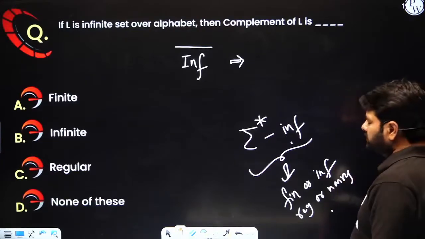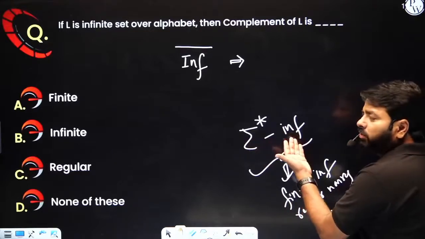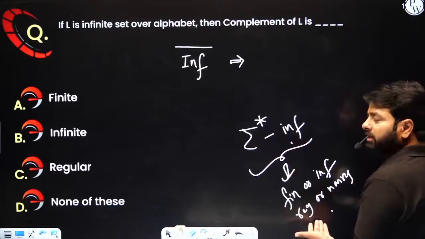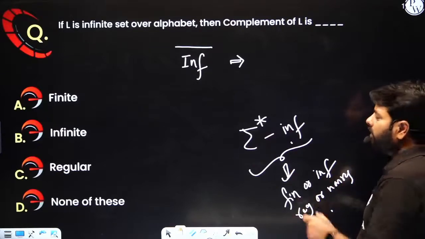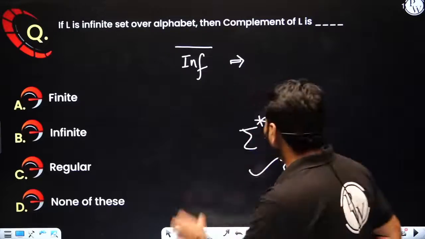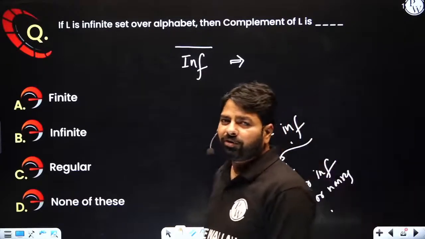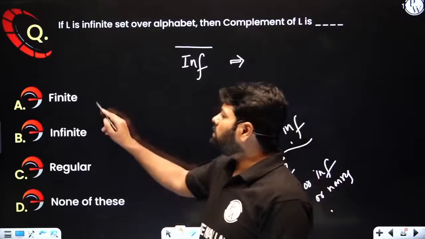So you may ask, how do you get regular? When you do sigma star minus sigma star, it's possible to be regular. The empty set is regular. How do you get non-regular? For this infinite language, I take a power n, b power n. Then sigma star minus a power n, b power n is nothing but the complement of a power n, b power n. That's non-regular.